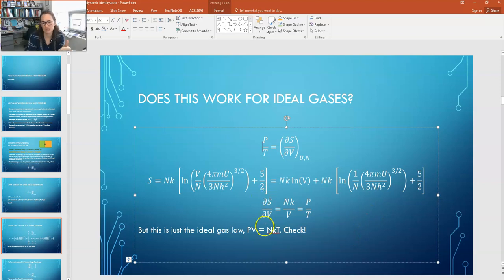So the partial of S with respect to V is equal to Nk over V, which is equal to P over T. Well, is it? Yes, it is, because that's our expression for the equation of state for an ideal gas. PV is equal to NkT, okay? So that's our ideal gas law. Check. So that's another sanity check of our expression. Okay, so the units check out. It works for the entropy of a monatomic ideal gas. Okay.